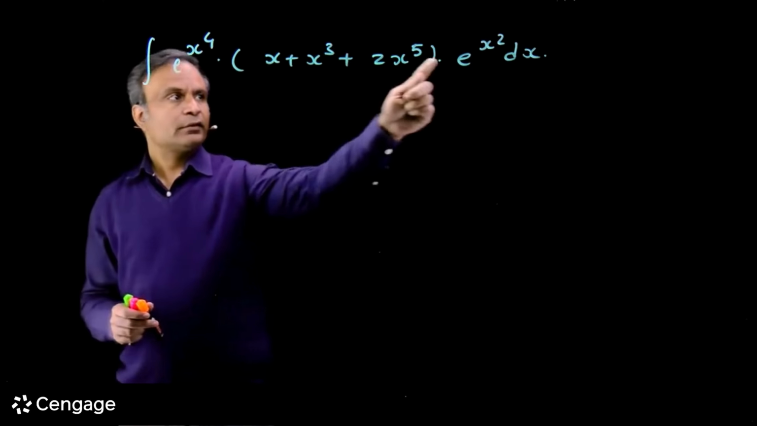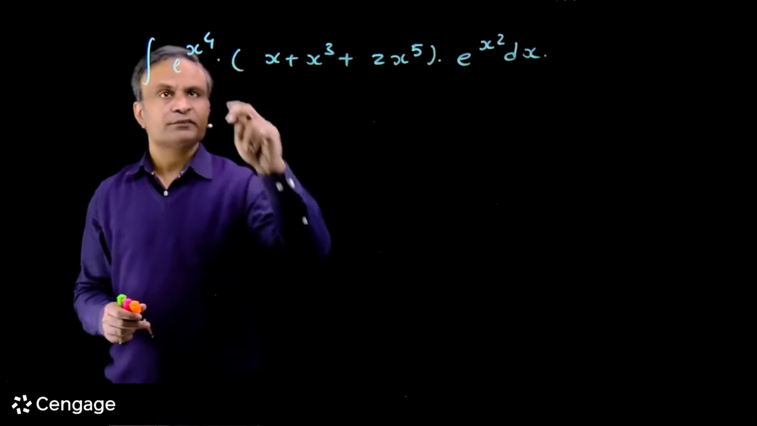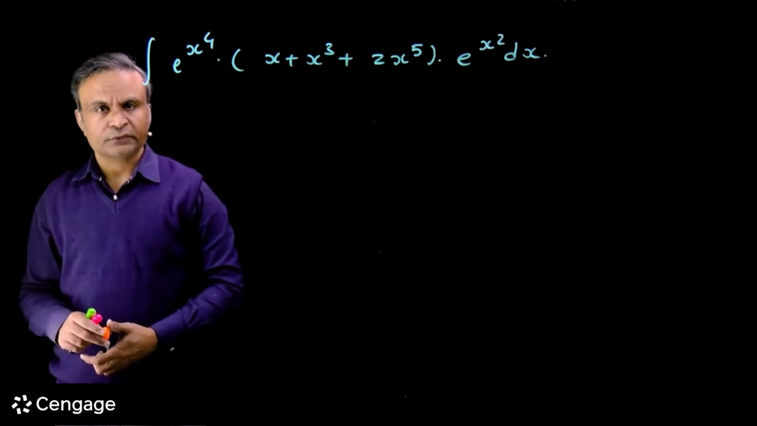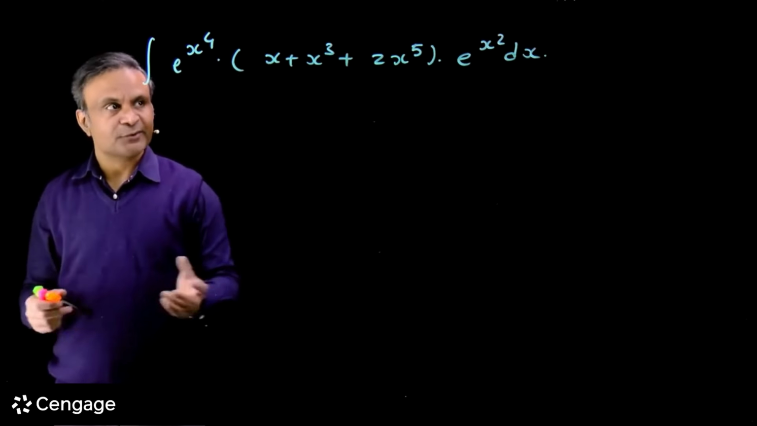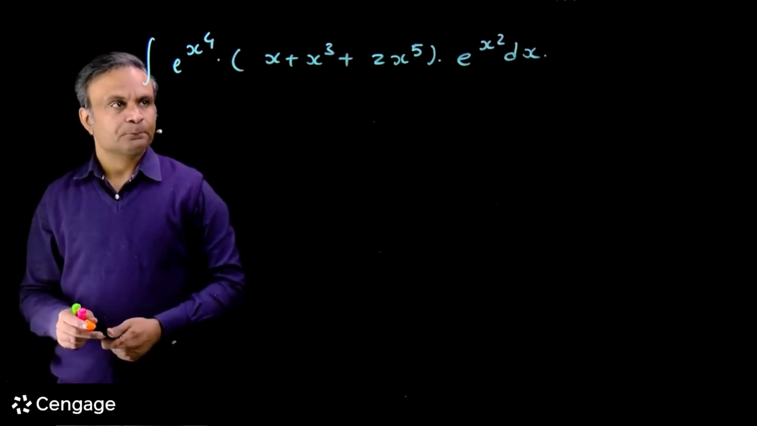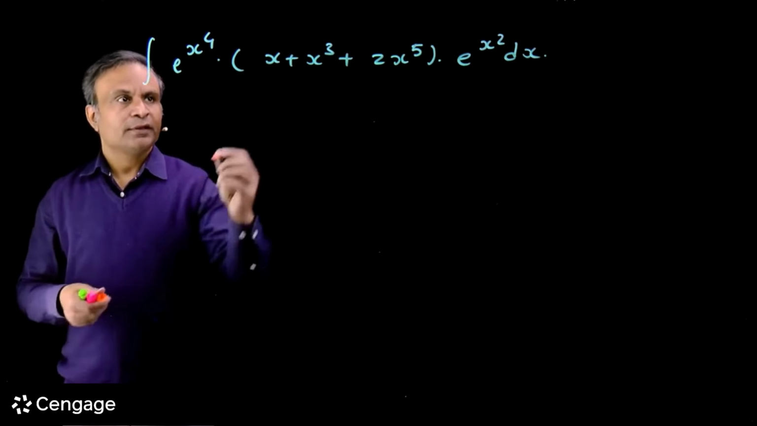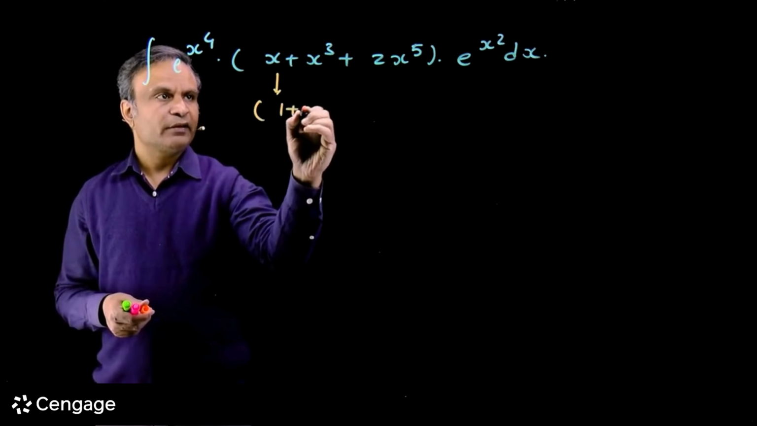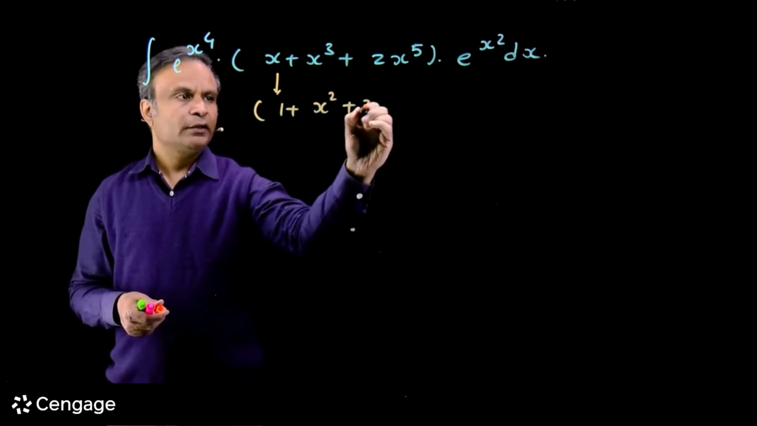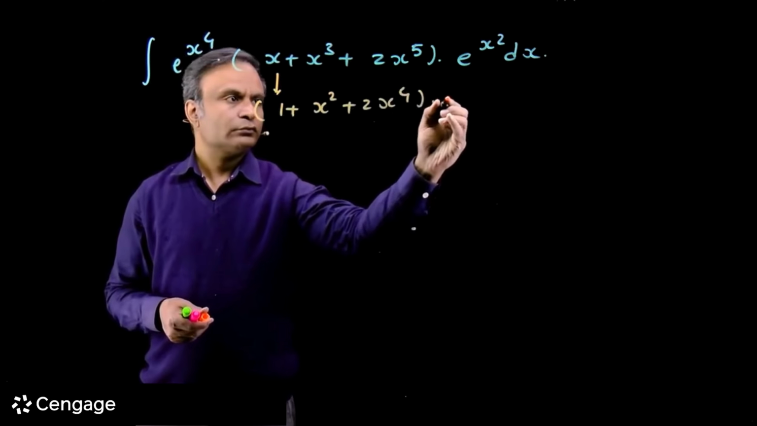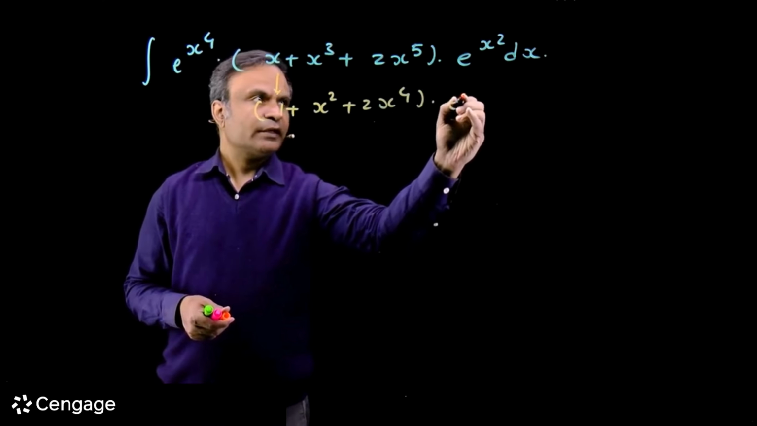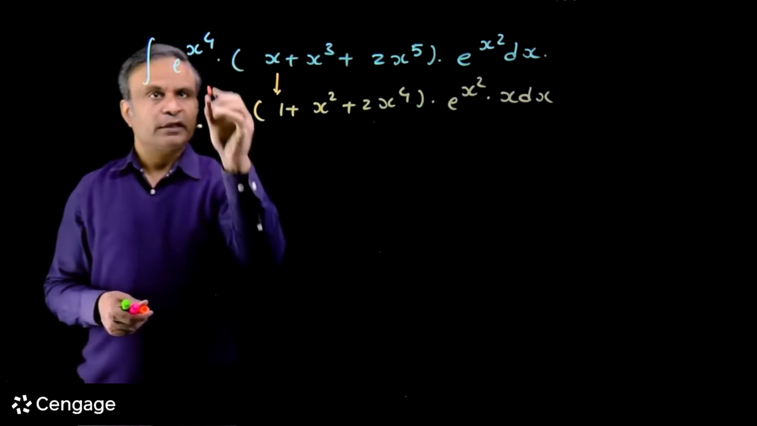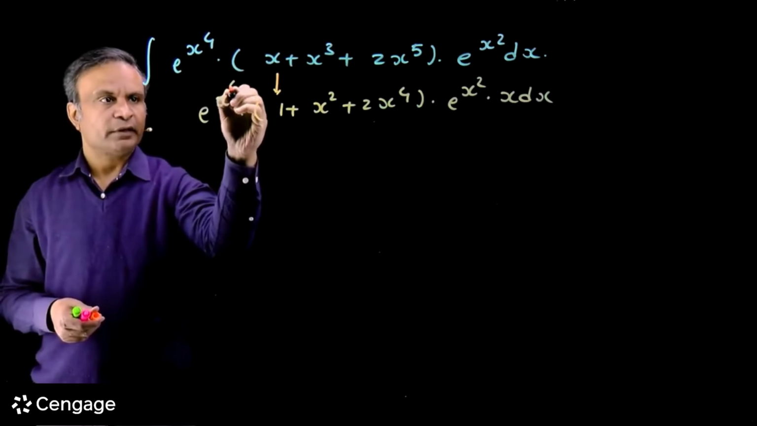We have here even powers of x, x power 4, x square, and inside bracket we have odd powers of x. ये कुछ odd है, ठीक है ना, कुछ अजीब सा है. क्या कर सकते हैं? We can get x common from this bracket, so inside bracket we have 1 plus x square plus 2x power 4. This multiply by e power x square multiply by x dx, and here we have e power x power 4.